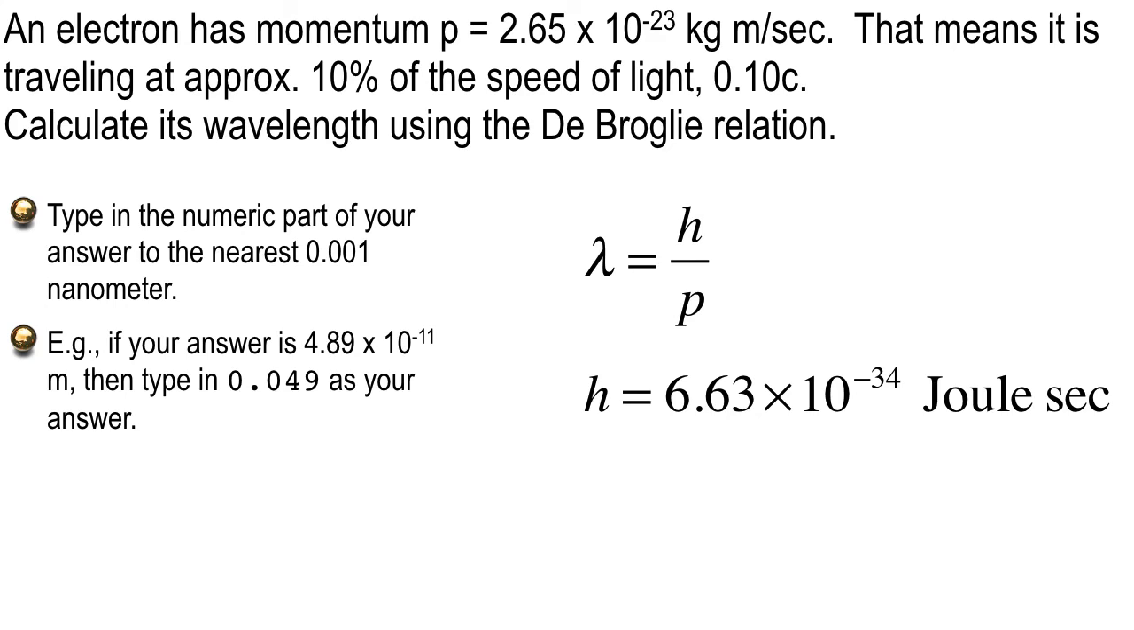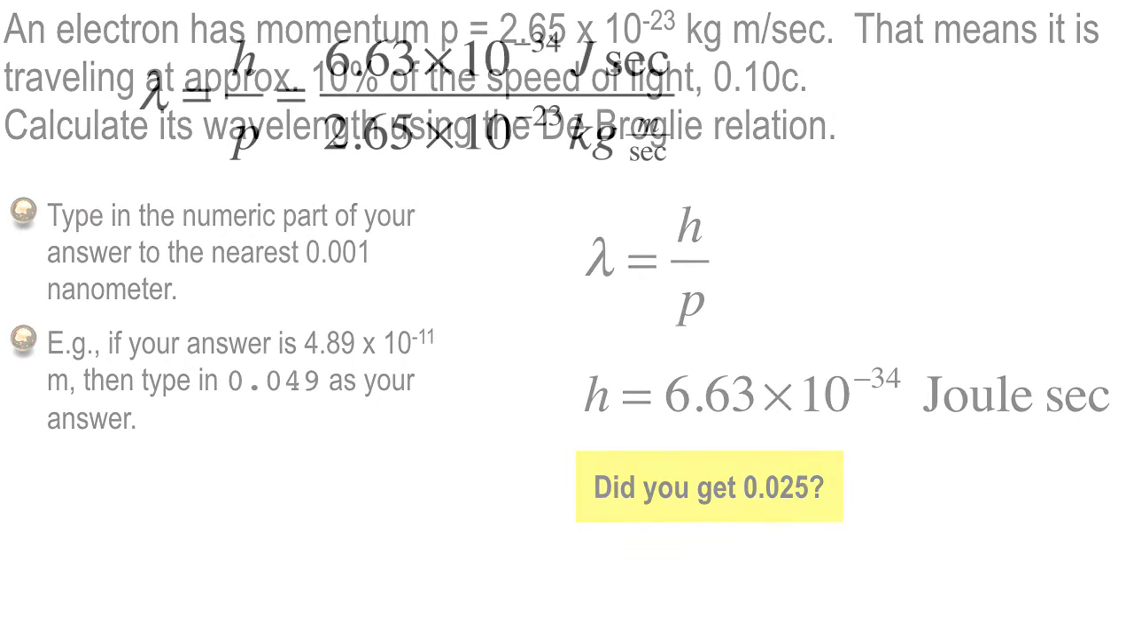15 seconds. 10, 9, 8, 7, 6, 5, 4, 3, 2, 1, 0. Yeah, looks like about 71% of you got 0.025. Can you do the presentation mode? So that's good. Let's review the calculation. If you got it wrong, you could jot this down.